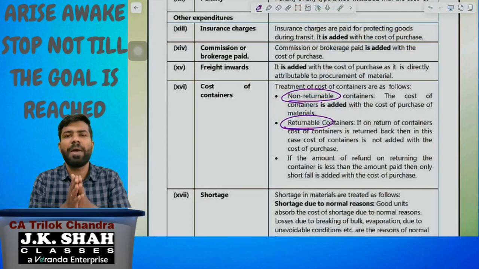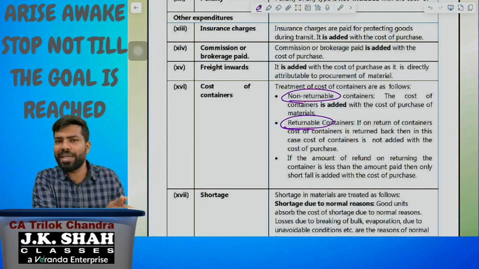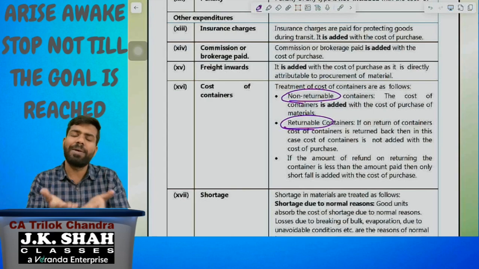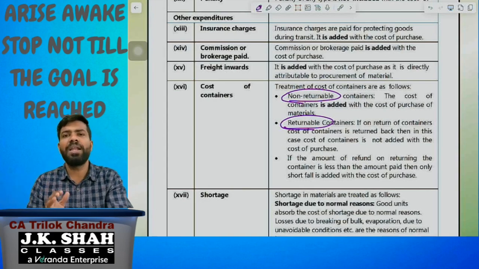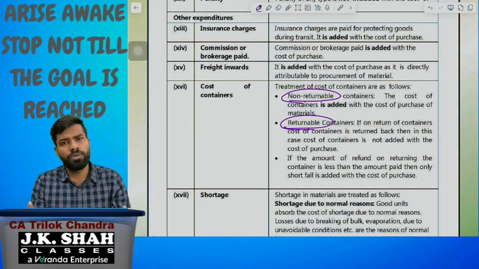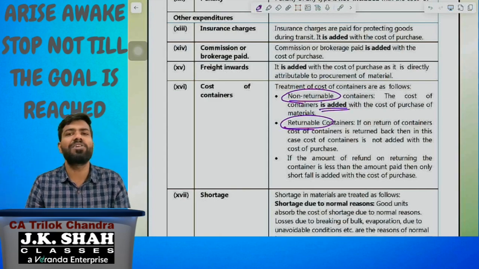I am purchasing the raw material. I am in Bangalore, purchasing the raw material in Mumbai, and getting the goods from Mumbai to Bangalore. We ask the supplier to supply in cardboard boxes. For those cardboard boxes, he charges me an extra 5,000 rupees, which is called the cost of container. After receiving the raw material, am I going to return the cardboard boxes? No, he will not take them back. This is called non-returnable containers. That 5,000 rupees, I am not going to get refunded, so I treat it as a cost. In case of non-returnable containers, the cost will be added to the material cost.